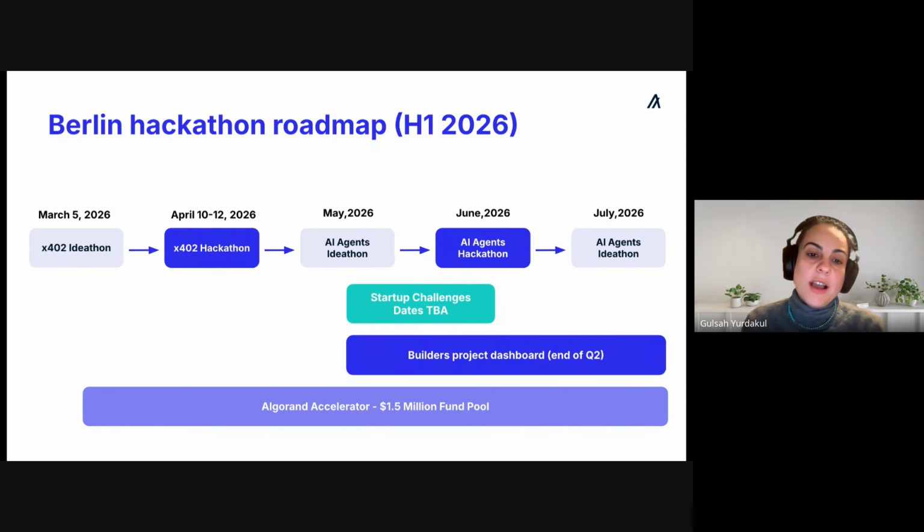Then our hackathon is going to happen April 10th to 12th, so it's 3 days, a 50-hour hackathon. Then we will go into another ideathon for our next hackathon. It's going to be about more generic AI agents and agentic commerce. In June, we will have the next hackathon for the builders to create their real world applications.